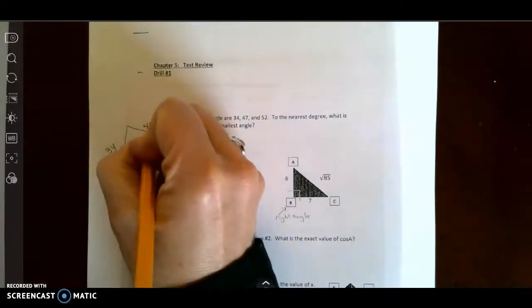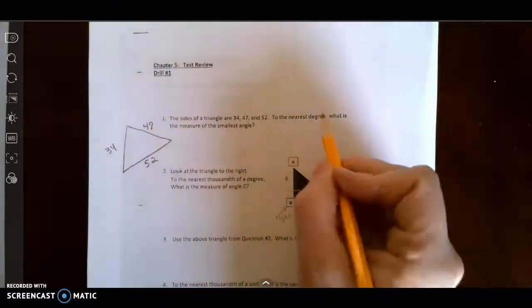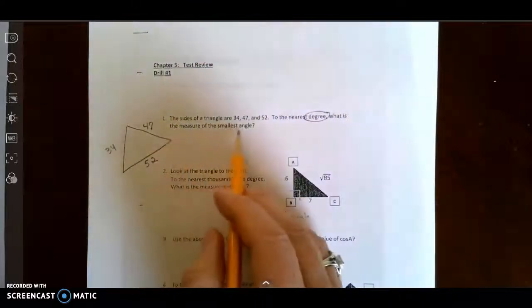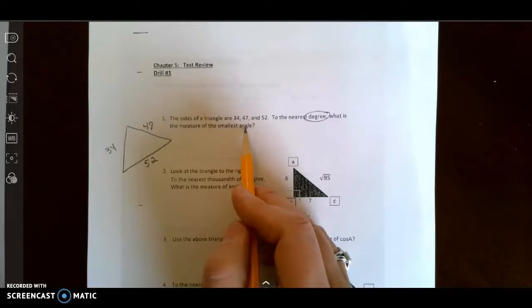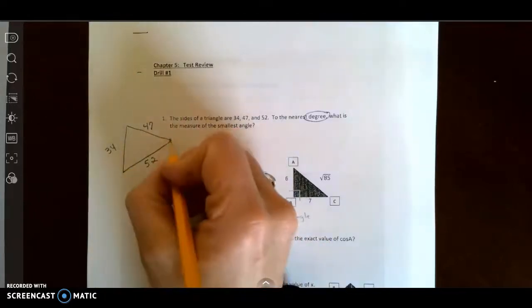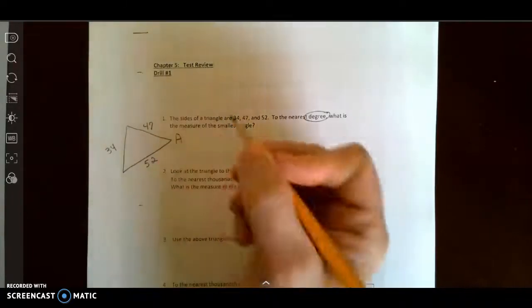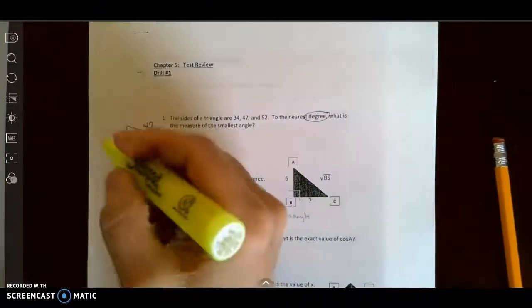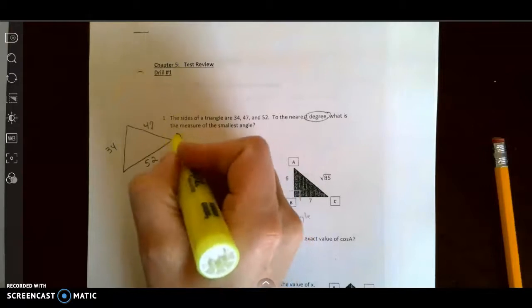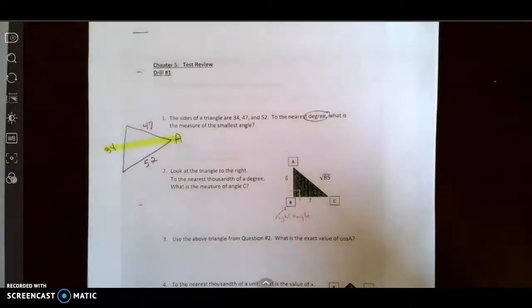34, 47, and 52. To the nearest degree, what is the measure of the smallest angle? Well, remember, the smallest angle would have to be across from the smallest side, so it's going to be this one right here. I could call this A if I wanted to. I can really call it anything that I want. And so I've got this angle that I want to find and the side across from it. And I have to remember it's side, side, side. So I'm going to use law of cosines.